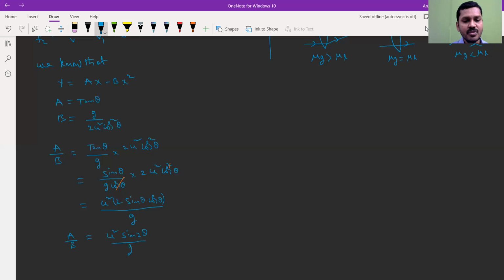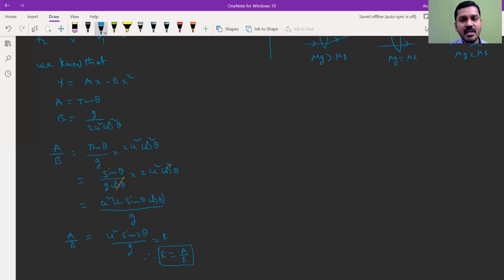But we know u² sin 2 theta/g is the range of the projectile, so we can equate this value to R. Therefore, the shortcut formula for calculating the range of a projectile when the equation is given in the form ax - bx² is a/b. This is a very useful formula to calculate the range of a projectile in terms of a and b.